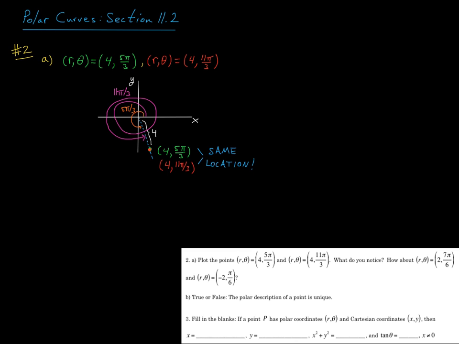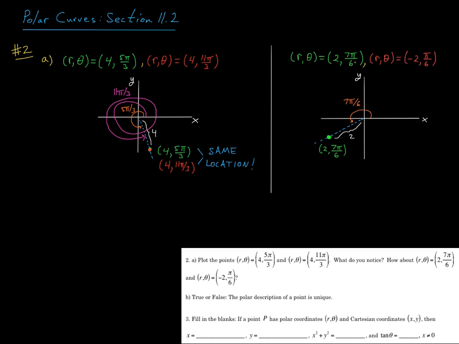Alright, now looking at the next set of points, (r, θ) = (2, 7π/6), and then (r, θ) = (-2, π/6). So to plot (2, 7π/6), rotate through this angle, that's 1 1/6 π, so that puts us down here into quadrant 3, and then since r is positive 2 here, we move 2 units out along this ray, and that puts us at this green dot.